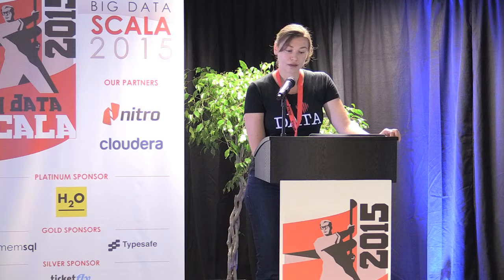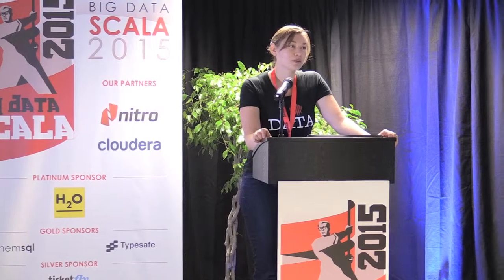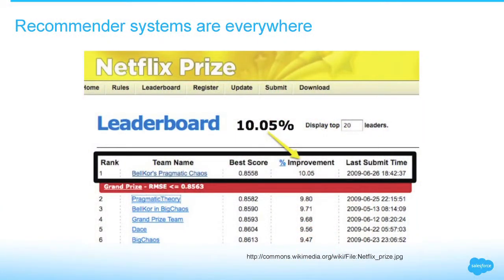So most, if not all, of the people in this room are probably familiar with the Netflix Prize. So Netflix offered $1 million to the team that can improve their recommender system by 10%. So a 10% increase in root mean square error. And this generated a lot of research on recommender systems and basically improved the field.